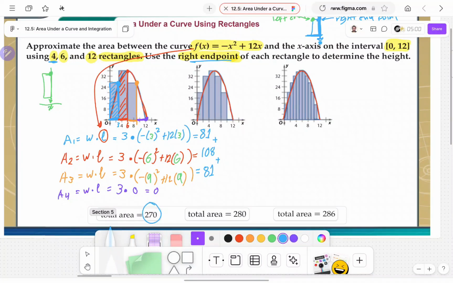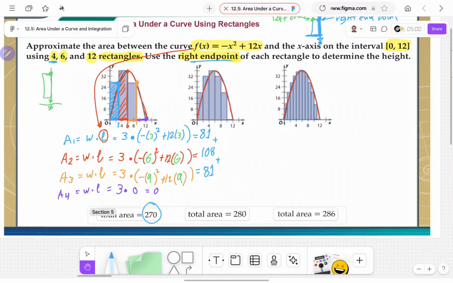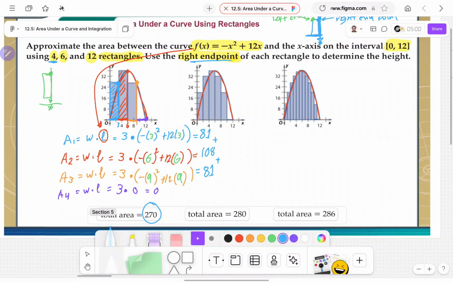Now the same way that I did for the first shape with 4 rectangles, I need to do it with 6 rectangles. So I need to draw 6 rectangles and find the area for this one, this one, this one, this one, this one, and also this one. This one is already 0, I don't have to find it. So I add all of them, and I will get 280.